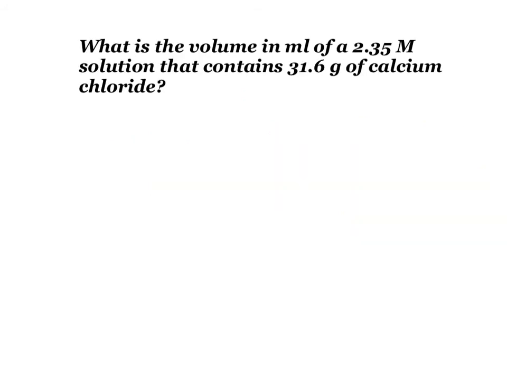And our last type of problem that we're going to go through here, this one wants to know what is the volume in milliliters. That's kind of important right there, in milliliters. This gives us a molarity, 2.35 molar. I'm going to cross that out and put moles per liter, just so I can remember that goes in my action line. And it also gives us 31.6 grams of calcium chloride. Calcium chloride is CaCl2 when we check the charges on that.